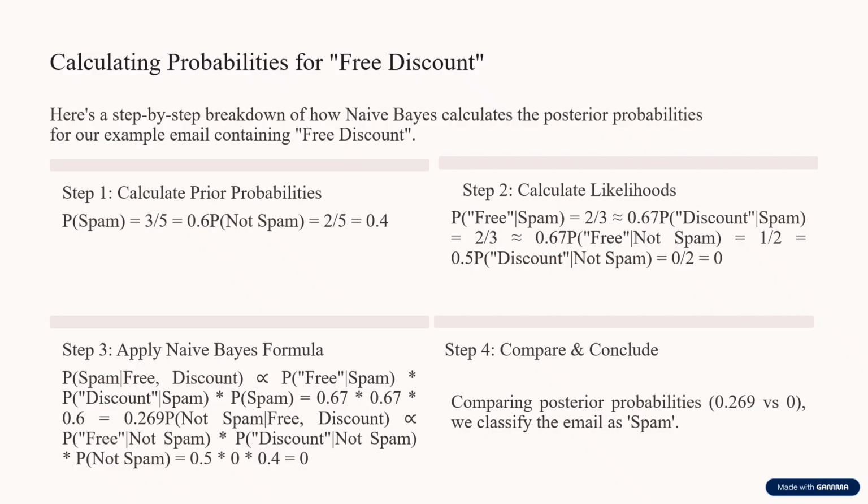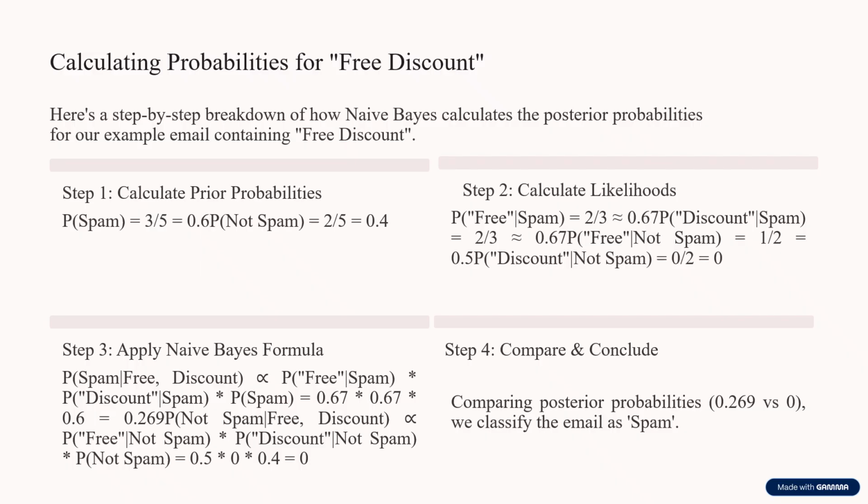First, we are going to find out the probability for spam. How many spam mails are there? Based on the table, we found that there are 3 out of 5 mails. And not spam is 2. So the probability for spam is going to be 0.6. For not spam, it is going to be 0.4.